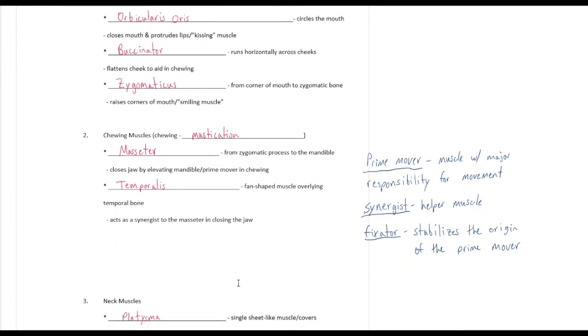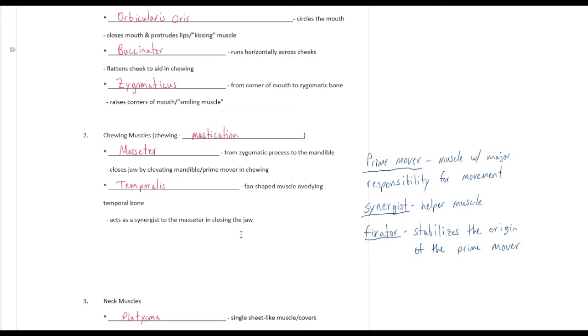Now we're dealing with chewing muscles. Chewing would mean mastication. And so our masseter goes from the zygomatic process to the mandible. It's going to close the jaw by elevating the mandible, and it's the prime mover or the muscle with a major responsibility for this movement in chewing.